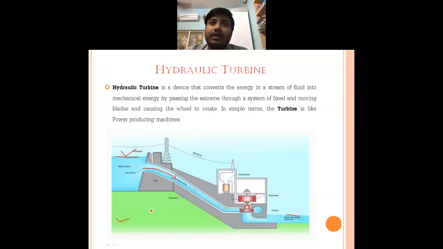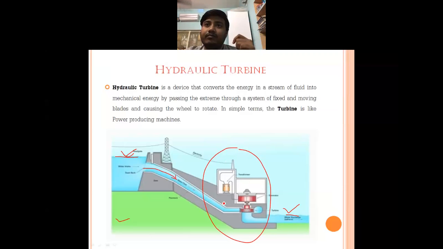So this is known as the head race. This portion is known as the tail race, and the large diameter tube is known as the penstock. And here is the hydraulic turbine arrangement, which converts the potential energy of this fluid into mechanical energy, and that mechanical energy is then converted into electrical energy. So this is the basics of hydraulic turbine, the definition of hydraulic turbines. Okay.